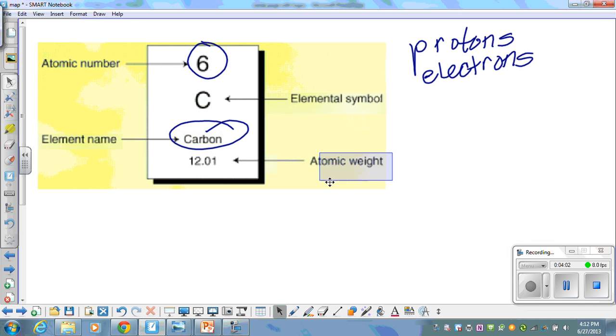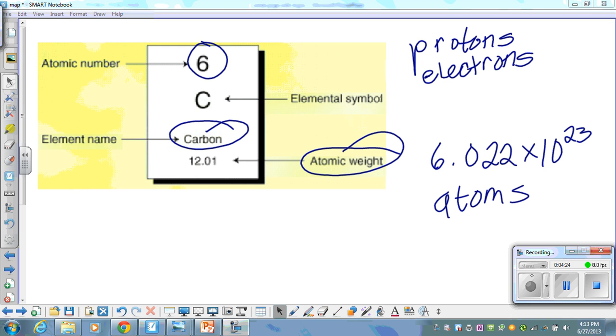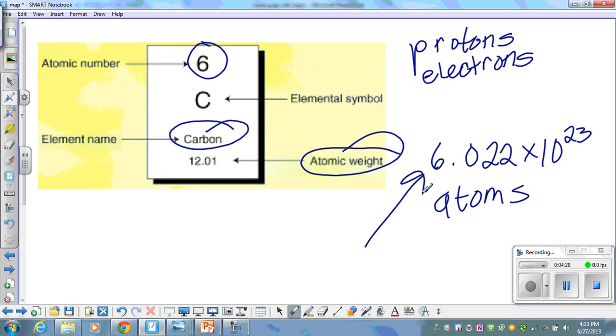And last but not least, the atomic weight is included at the very bottom of the square. The atomic weight is the mass of 6.022 times 10 to the 23rd atoms of any given element. This number is known as Avogadro's number.